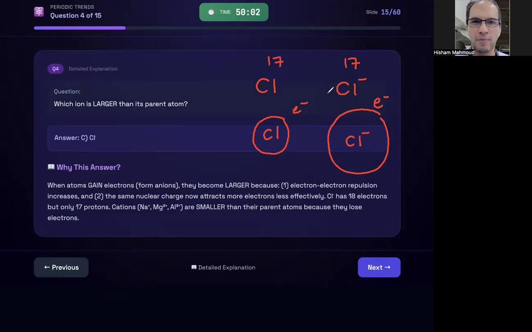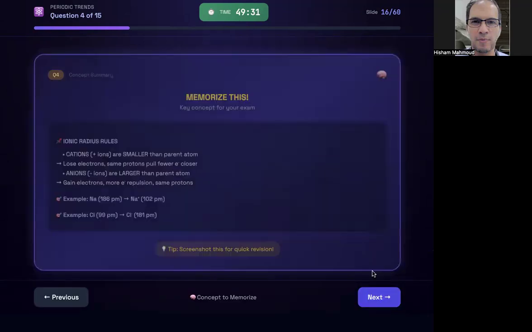It's like one mother trying to attract her children. If she has more children, she will have a more difficult time trying to attract them. Cl minus has 18 electrons, but only 17 protons. So the cations of sodium, magnesium, aluminum are smaller than their parent atoms because they lose electrons. So exactly the opposite happens. They are all cations, and always in the cation the size is smaller, not bigger, but in the anion the size becomes bigger.